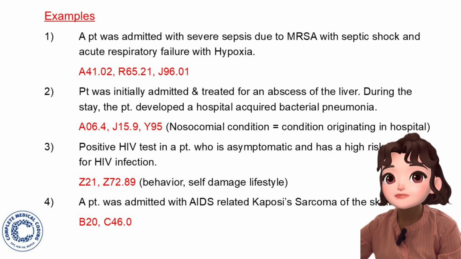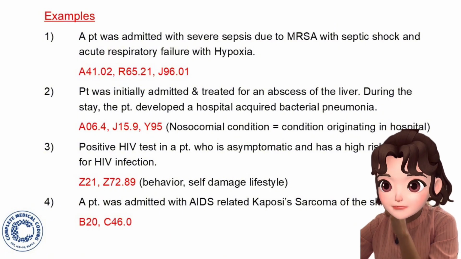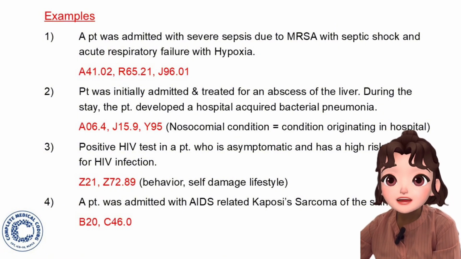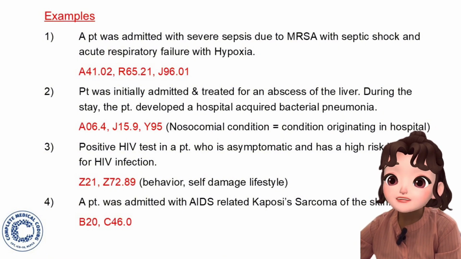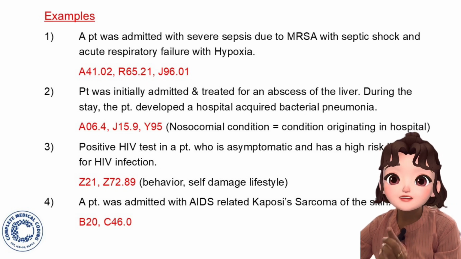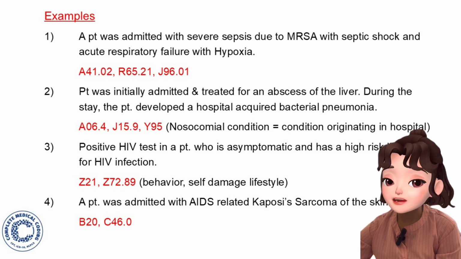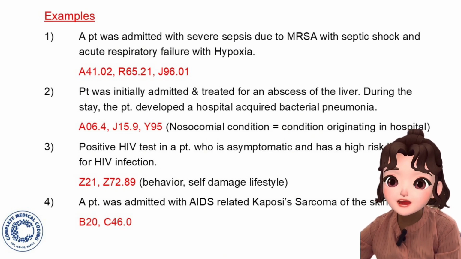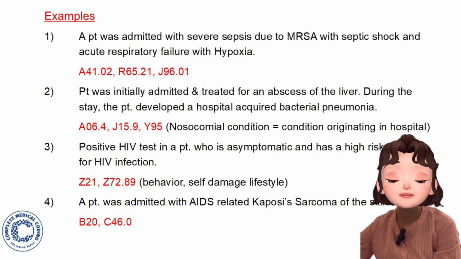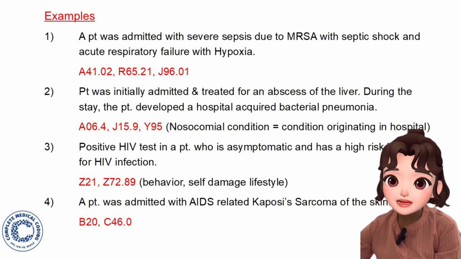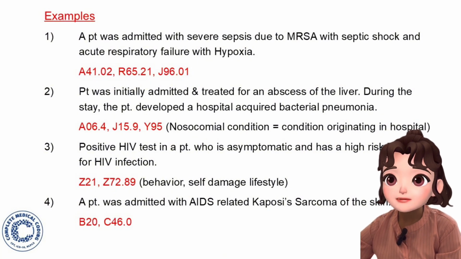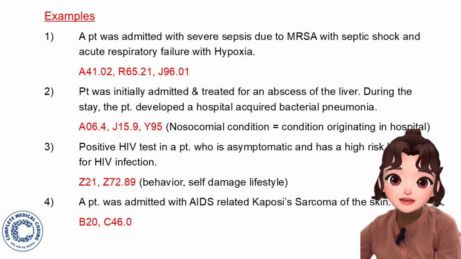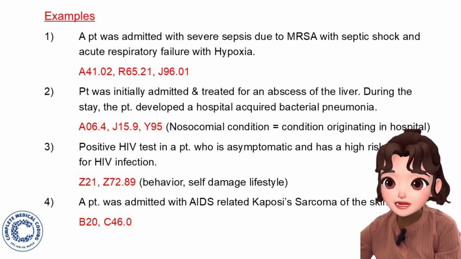A41.02, because the organism is mentioned here. If it is a specified organism, you should not go for an unspecified code. You should always code that specified organism. So A41.02 is sepsis due to MRSA. That is the exact code. Sepsis due to MRSA, A41.02.